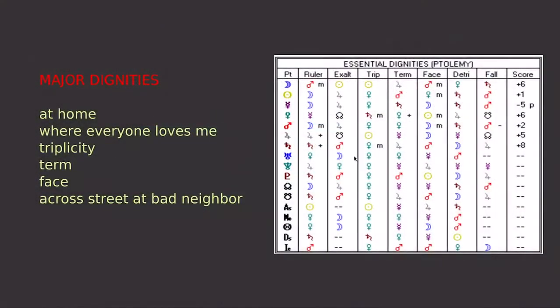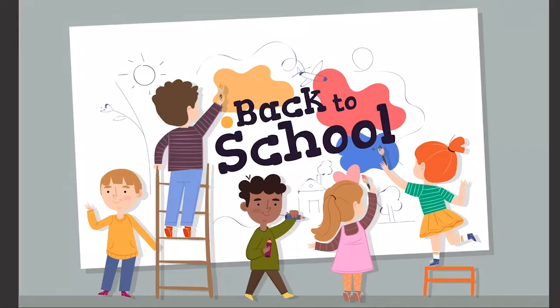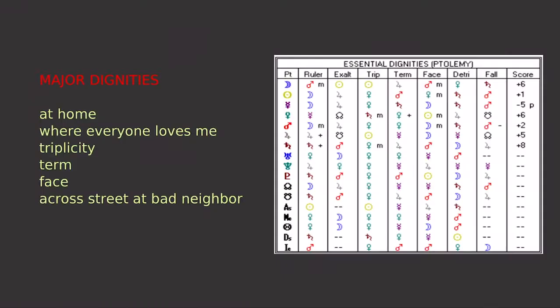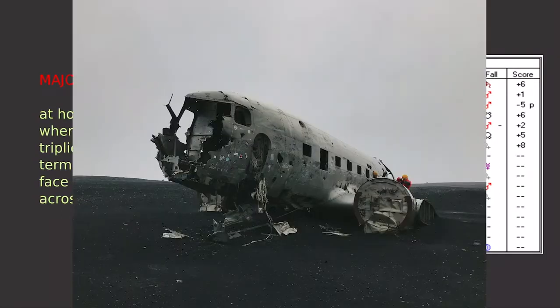And now we're going to discuss major dignities. So what is a dignity? Well, we are sort of going back to school at this point because we're giving planets grades. So what does that mean as far as predictions are concerned? It means if I'm trying to buy an airplane and the planet representing that sale or airplane turns out to be maybe not in the best shape, it's probably prudent for me to figure that out.